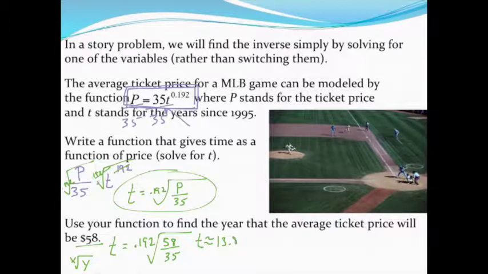Now recall from our problem that the t stands for the years since 1995. So I'm going to just go ahead and round t up to 14. Might as well. So t is about 14 years past 1995, and 14 years past 1995 comes out to be the year 2009. So based on this equation, I'm going to predict that my ticket price of $58 is going to occur in 2009.